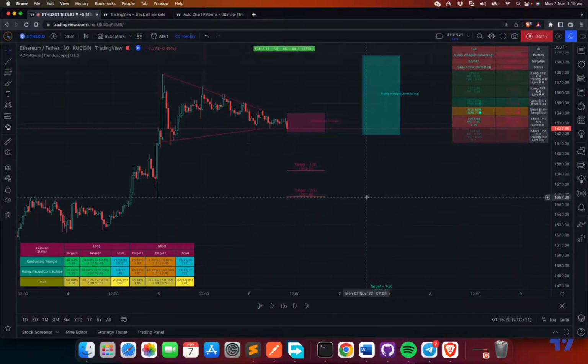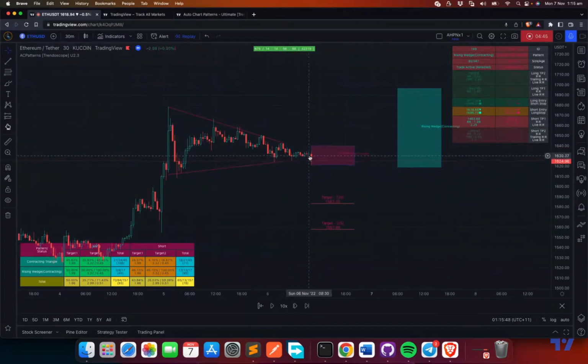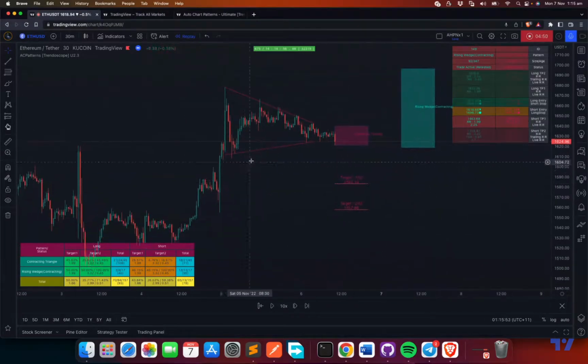That means that if you wait for target 2, most likely you're going to fail, and it's not worth the risk you're taking. Similarly, if you look at the long side here for the contracting triangle, it's much better. The win rate for target one is much better, but the risk reward is similar to that of short. Right, and that's about how the trade signals are generated for patterns.